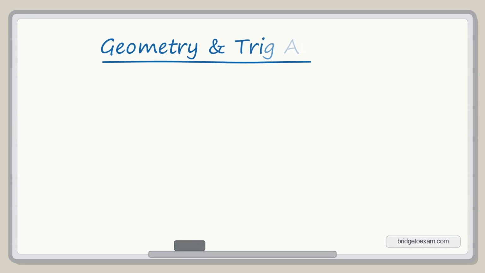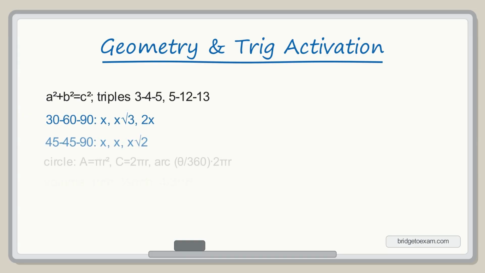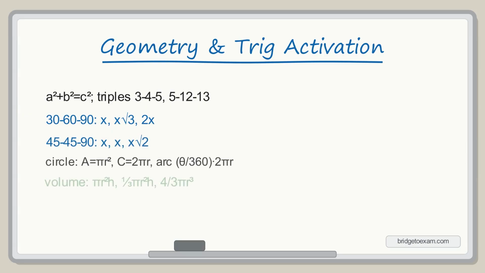Geometry and trig. The Pythagorean theorem plus the common triples. The special triangle ratios: x√3, 2x, and x√2. Circle area and circumference, and the arc fraction. SOHCAHTOA. And the volume formulas, with the 1/3 for cones and pyramids.